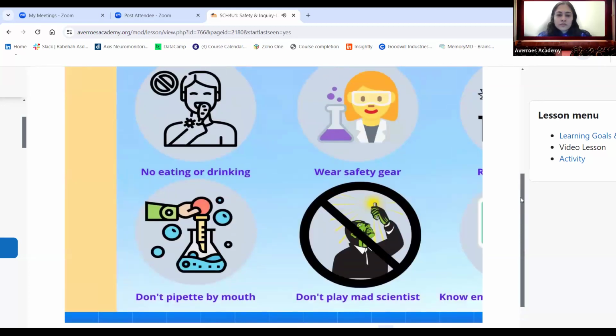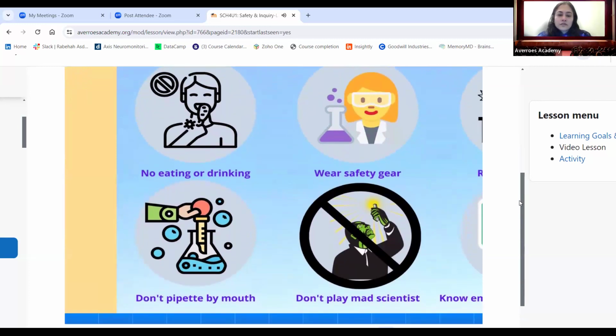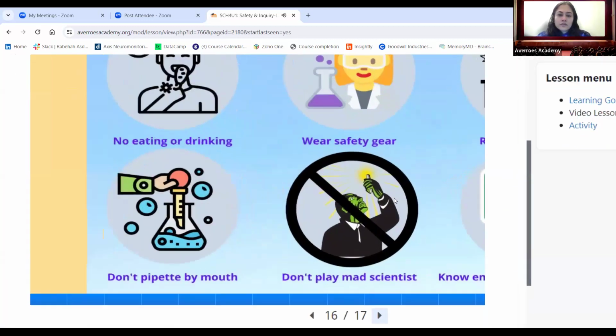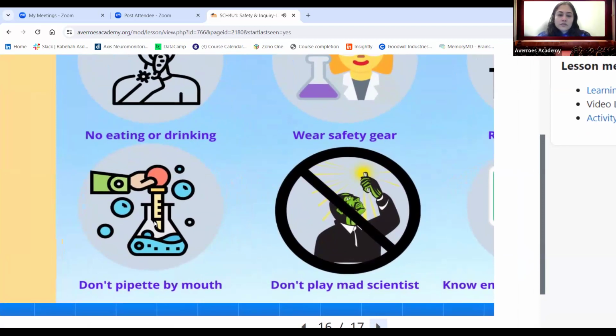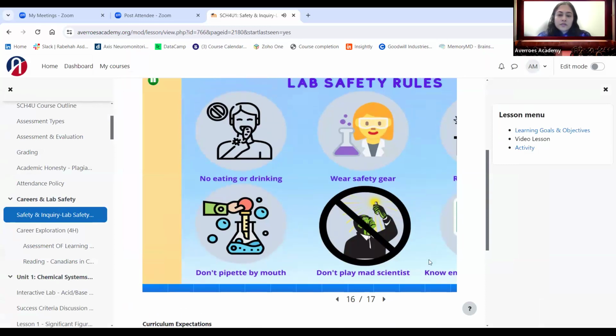So a review of some of our lab safety rules, right? No eating or drinking, wear your proper safety gear, report accidents that happen. Don't pipette by mouth. A pipette is where you squeeze, through suction, a little bit of a substance that you're measuring precisely from one container to another. So obviously when you are doing that, you don't use suction by blowing in it or sucking in the pipette. You squeeze it with your fingers. Don't play mad scientist, so that goes with no horseplay or fooling around in the lab. And then know your emergency procedures. And that's all for this lesson. Have a great day, and I'll see you next time.